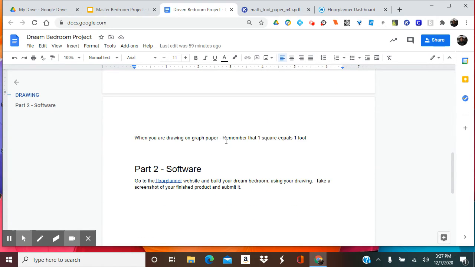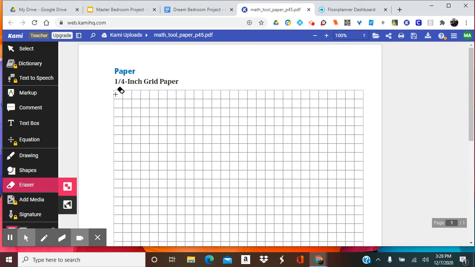Okay. So just again, quick reminder about your inches. When we're drawing on graph paper, if you're using 1/4 inch graph paper, 1 square equals 1 foot. Okay, 1 square equals 1 foot. So that's important to remember. All right, so you're going to want to use the correct graph paper. For example, this is a 1/4 inch graph paper. This would be sufficient. If you're using something with very large squares, that's not going to be enough. So you're going to want to use the 1/4 inch. This is linked in, so you can go ahead and use this to draw out your design.